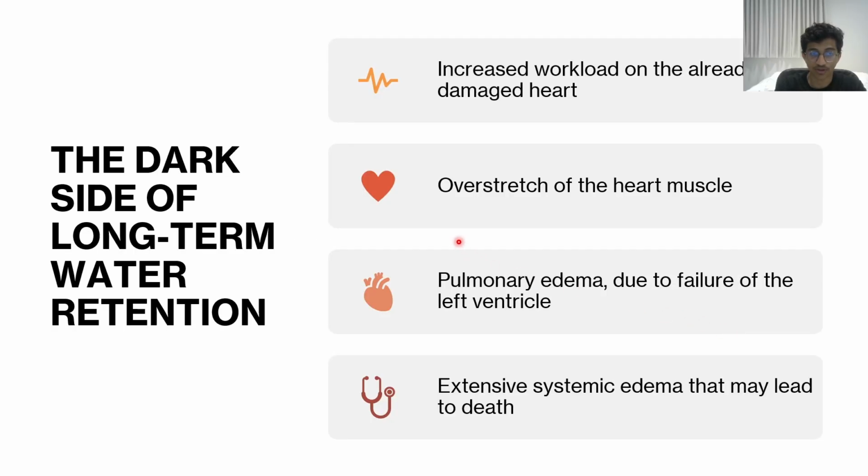Now, there's a dark side to long-term water retention too. Since you're retaining more fluid and increasing the venous return, you're giving more workload to the damaged heart. Like we said, the heart is already damaged, it's a failing pump, and you're giving it more work. And you can overstretch the heart muscle. When you overstretch the heart muscle, that's not optimal for the heart muscle to pump blood, okay? And it may cause pulmonary edema, we'll dive into that later, due to the failure of the left ventricle. And it might cause extensive systemic edema, and we'll also dive into that later.